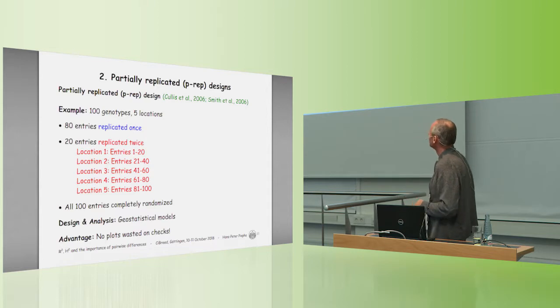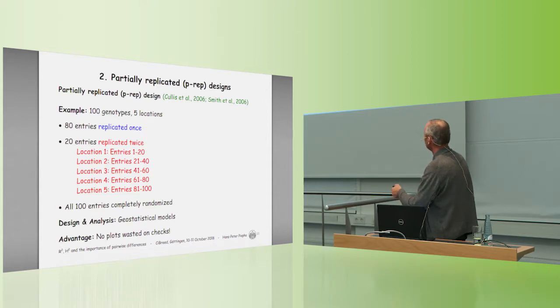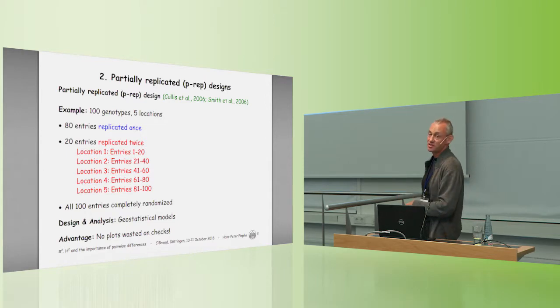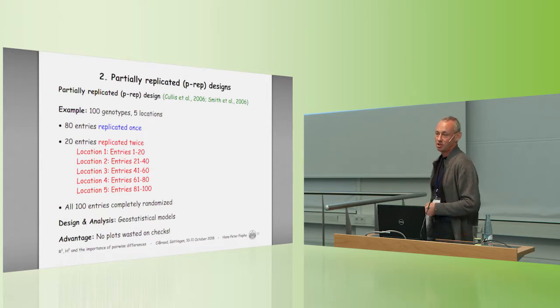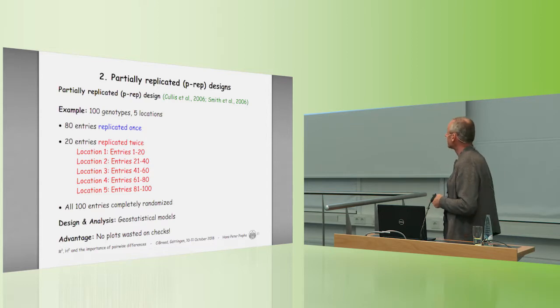This is usually done in the context of multi-environment trials where in each environment or in each location you replicate a different subset of the entries of interest. So to give an example, if you've got 100 genotypes in 5 locations, at each location you can have 80 of the entries replicated only once and 20 replicated twice. And then you have 5 distinct subsets of entries, and each gets replicated in a different location. So across all the locations, the number of reps gets balanced out. That's the whole idea of p-rep.